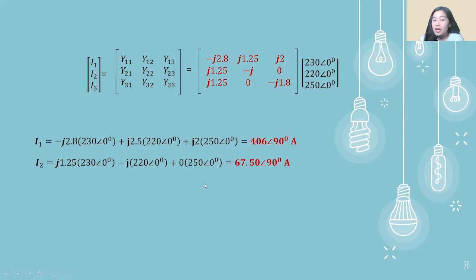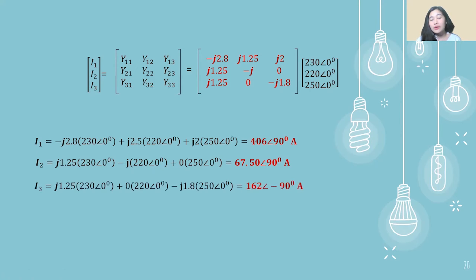We have to add it all up, but adding that will cause the positive operation to become negative, or to subtract it. Along the way, in calculating for this equation, we are going to yield the result of 67.50 at an angle of 90 degrees. Next up with our I3, same process.